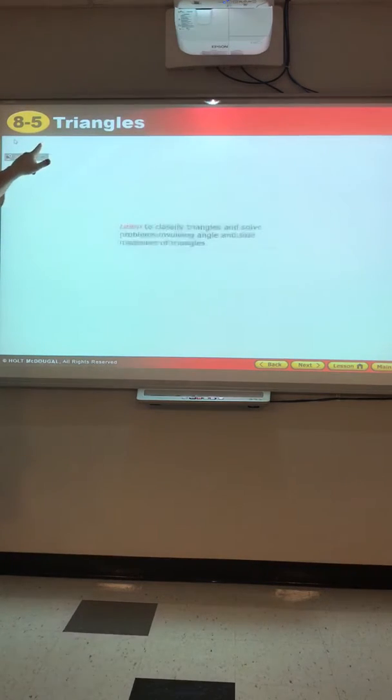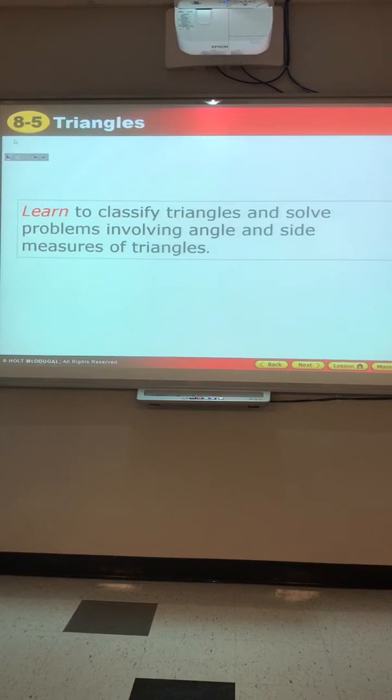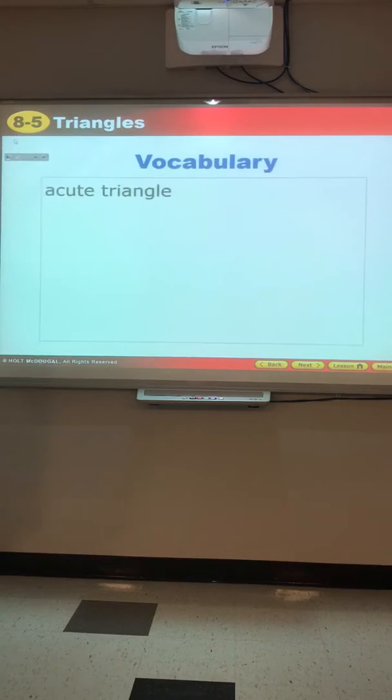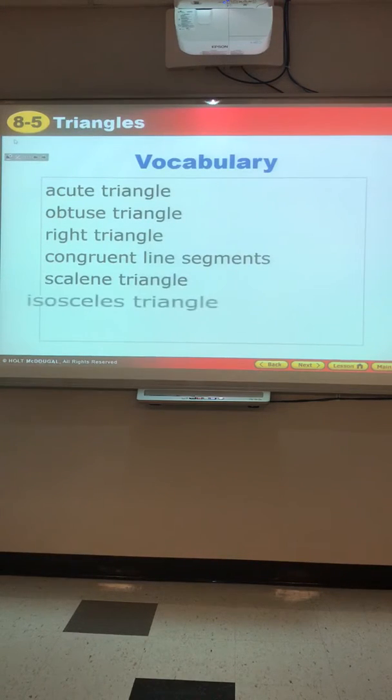Alright. Good job. So today we learned to classify triangles and solve problems involving angles and side angle measures of triangles. Sounds like a lot, but it's not too much. You do have 6 vocab words. Remember, it's all about vocab. The big positive is there's another Quizlet coming where you can study and learn up on those for the next 5 lessons. Acute triangle, obtuse triangle, right triangle, congruent, line segment, scalene, isosceles, and equilateral.